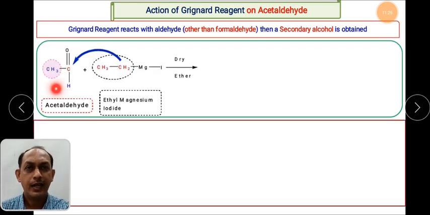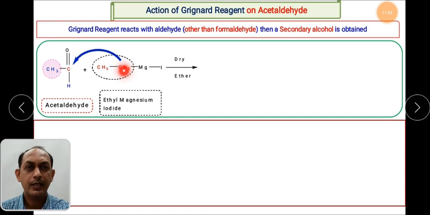So we have taken acetaldehyde and we have taken a Grignard reagent. What is this reagent? CH3CH2 means ethyl magnesium iodide. Ethyl magnesium iodide. So this particular CH2 will attack. Remember always, the carbon which is attached to the magnesium will attack, not the terminal carbon. This will not attack. Remember this one. So this is the thing you must understand.